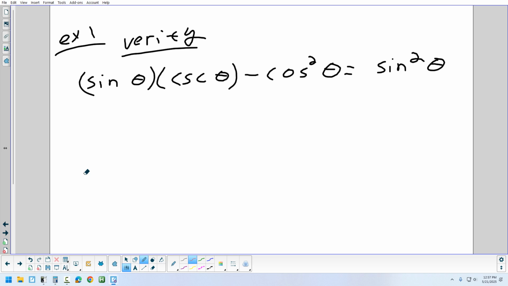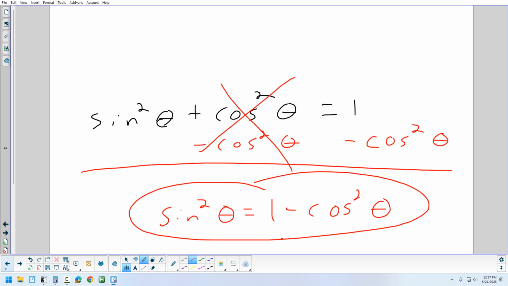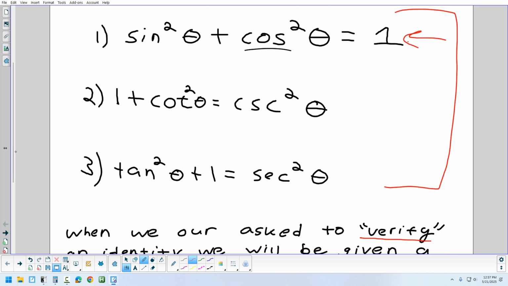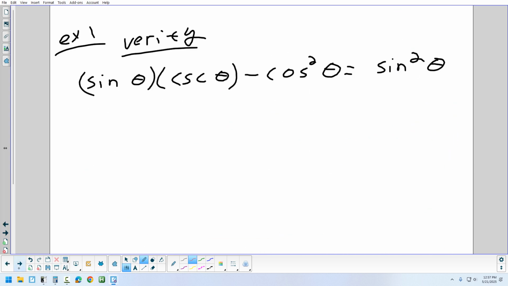So this is a verify. Which side is more complicated, the left side of the equal sign or the right? Left. Yeah, the left. The right just has a single trig function, sine squared. Whenever I see something with a trig function squared, I start to think it has something to do with one of these formulas, because these are the trig functions squared.